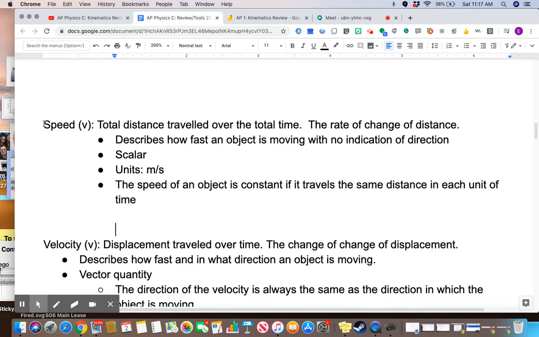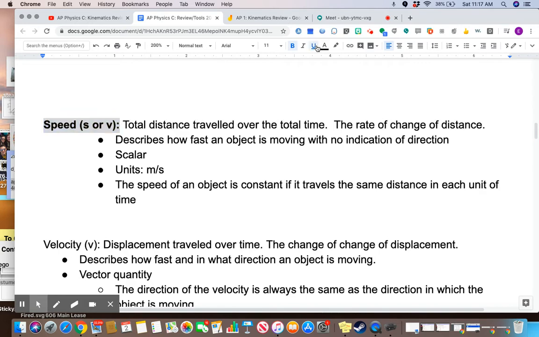So speed, which we use the variable v, or sometimes we use s to represent, is the total distance traveled over the total time. So it's the rate of change of the distance over a unit time. Basically, it describes how fast an object is moving without considering the direction. Right? The direction is basically ineffective in the measurement.